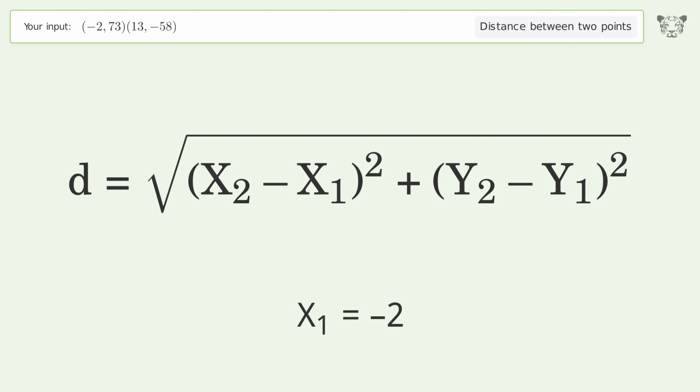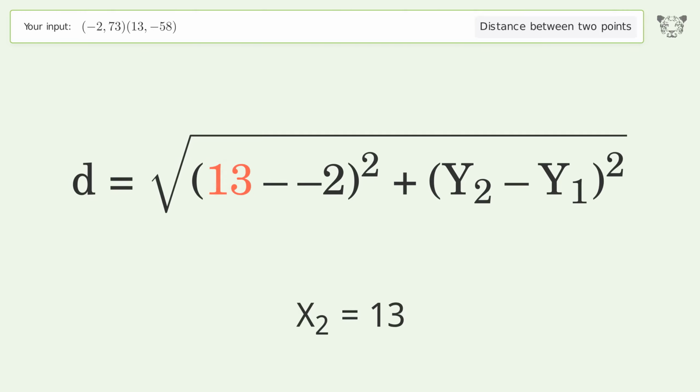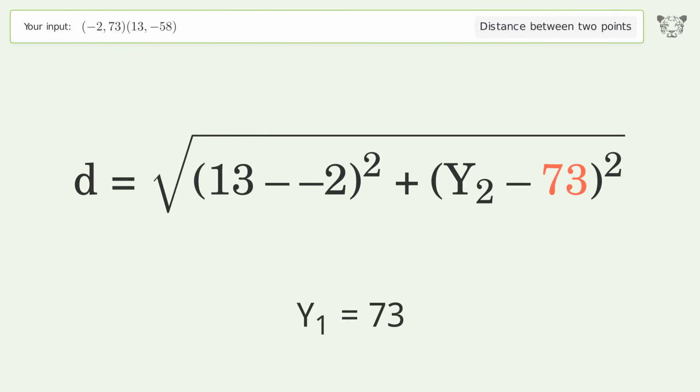x1 equals -2. x2 equals 13. y1 equals 73. y2 equals -58.